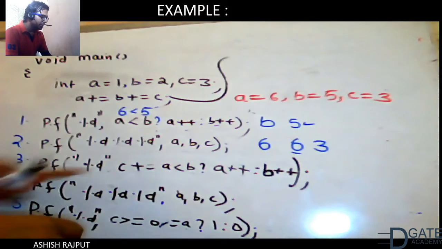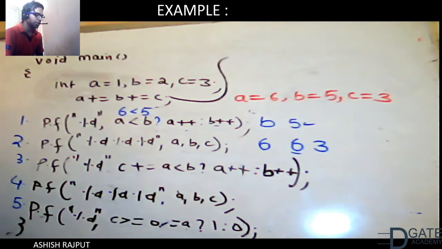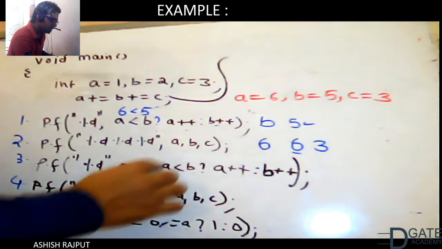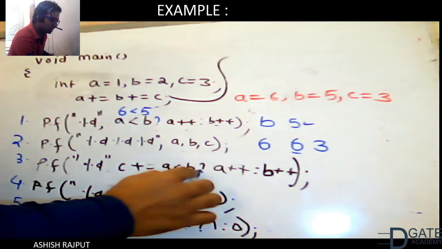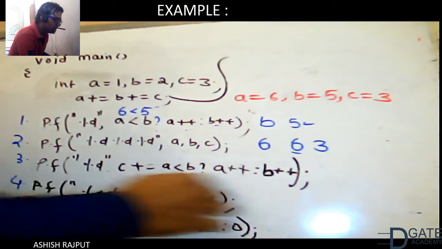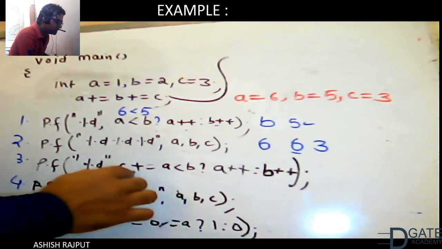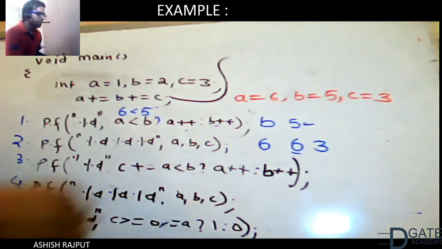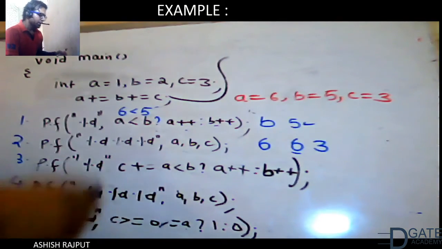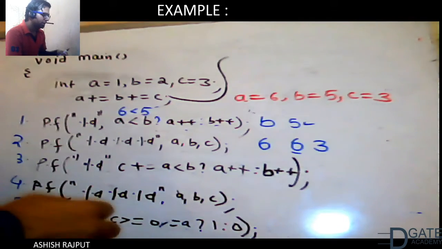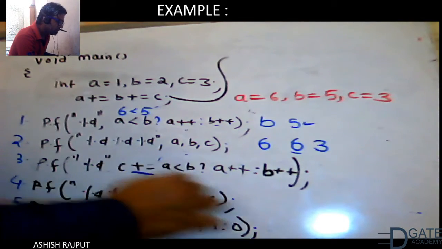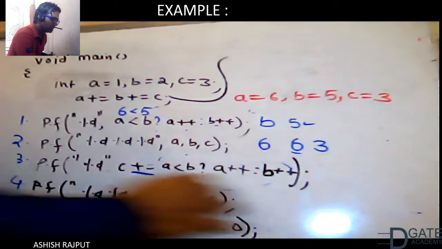And the third printf statement is very important, because this statement says c plus equal to a less than b question mark a plus plus colon b plus plus. We know that this is the ternary operator, and this is the relational operator plus the assignment operator plus equal to. So in the third printf statement, if we compare plus equal and the ternary operator, the whole will be the ternary operator.